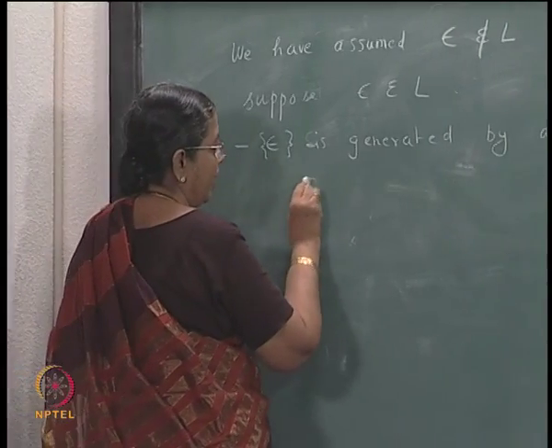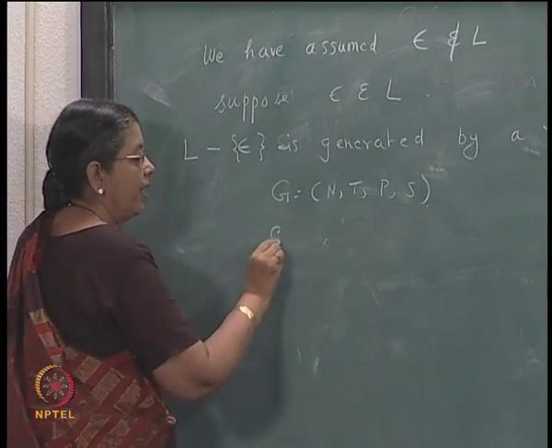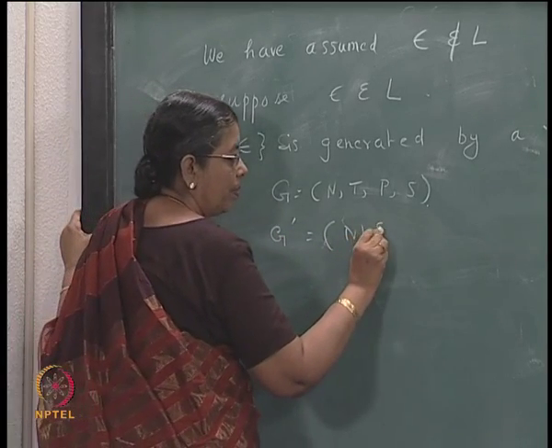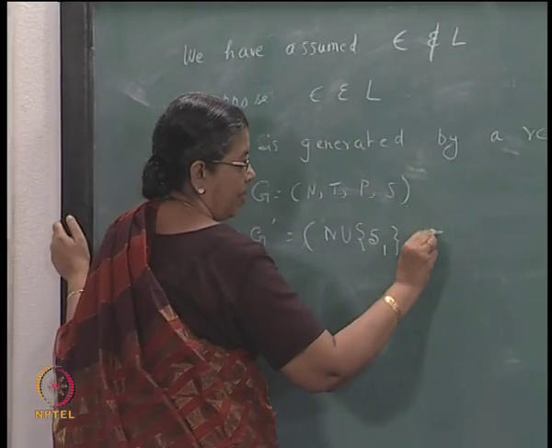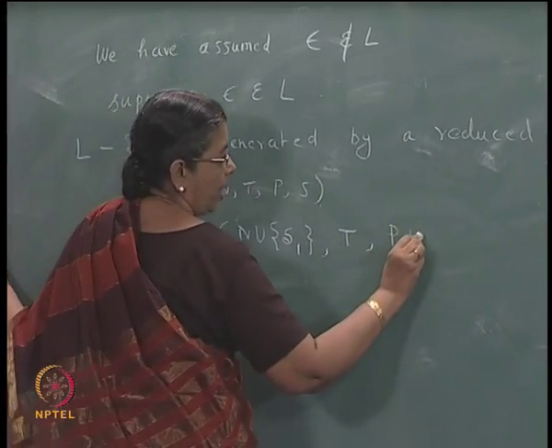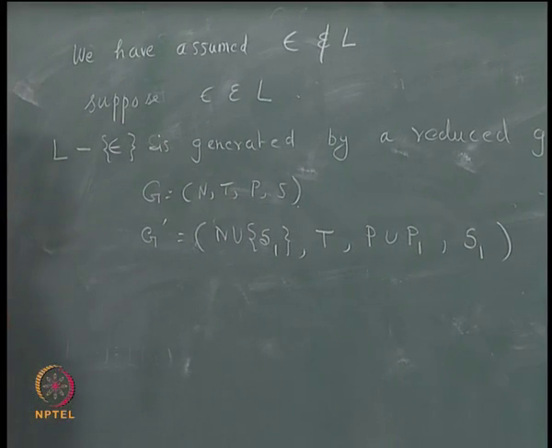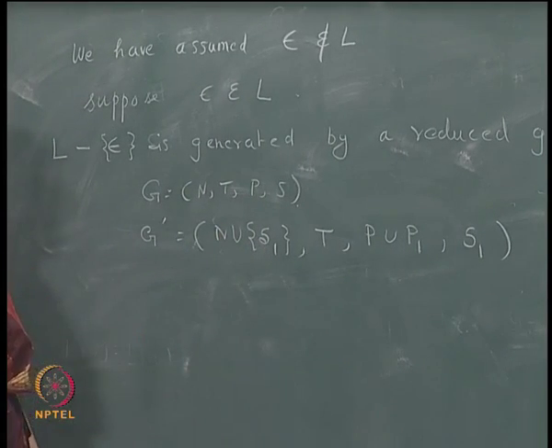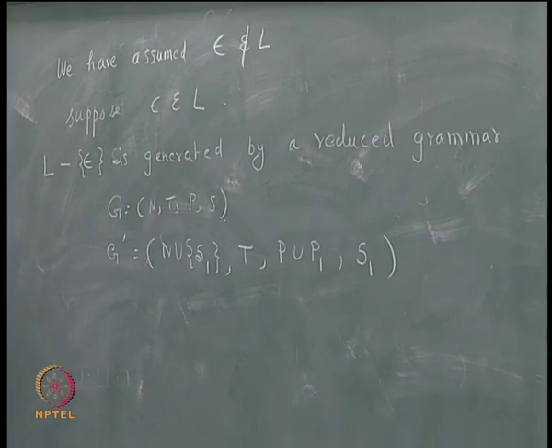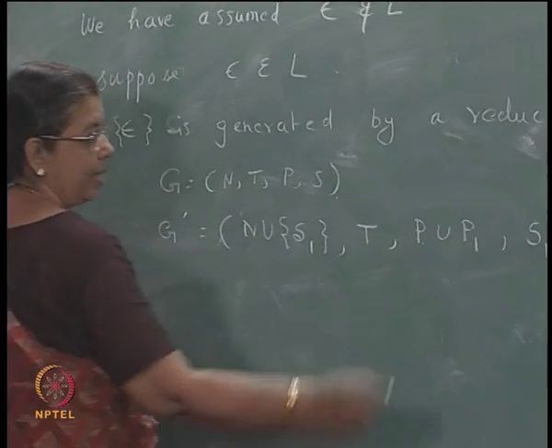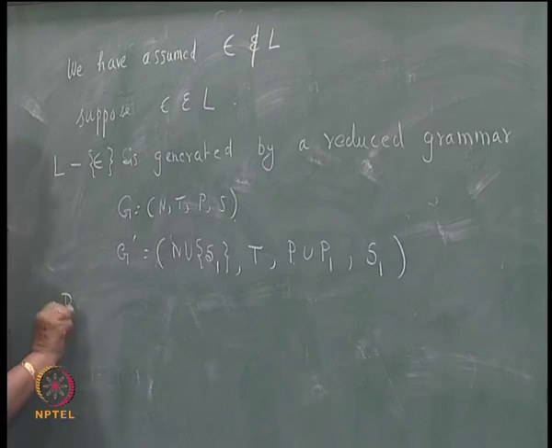Suppose this is generated by G equal to (N, T, P, S). Then you have G dash, where you add one more symbol S1 to the set of non-terminals and make it the start symbol, with the same terminals and productions P union P1. All the old productions will be there, but you may add a few more productions. And what is the set of productions P1 you are going to add?